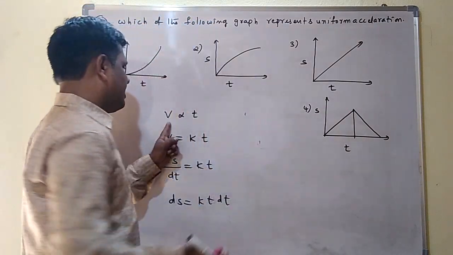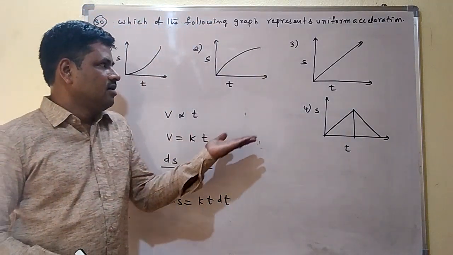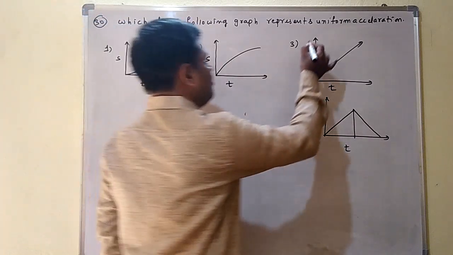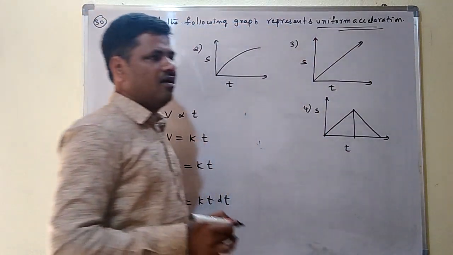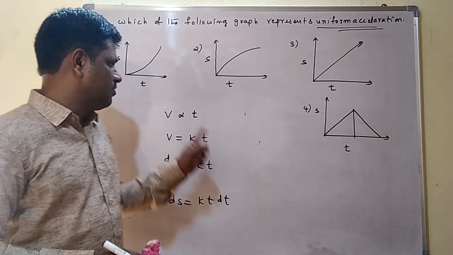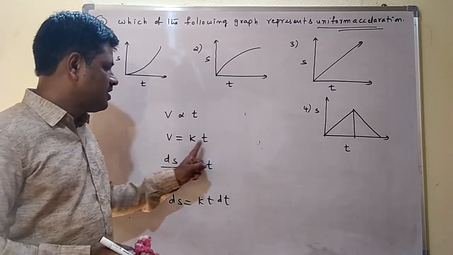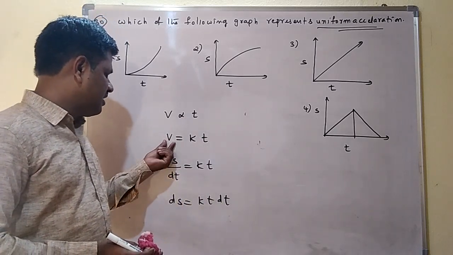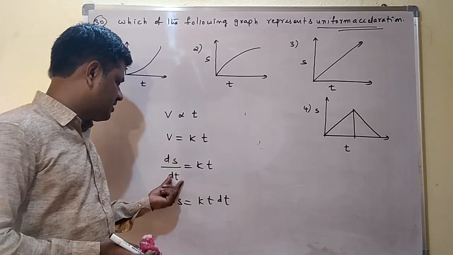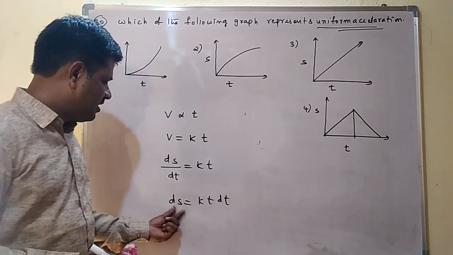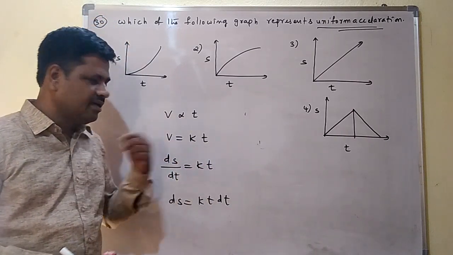v directly proportional to t, because we have uniform acceleration given. Uniform acceleration means in the same interval of time, same velocity changes. So v is directly proportional to t. V is equal to k into t. Velocity can be written as change in the displacement. ds by dt is equal to k into t. ds is equal to kt into dt. Taking this side.